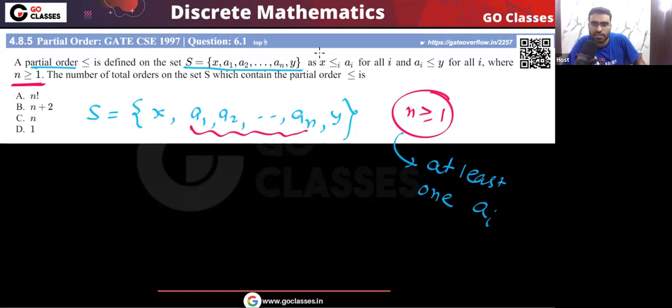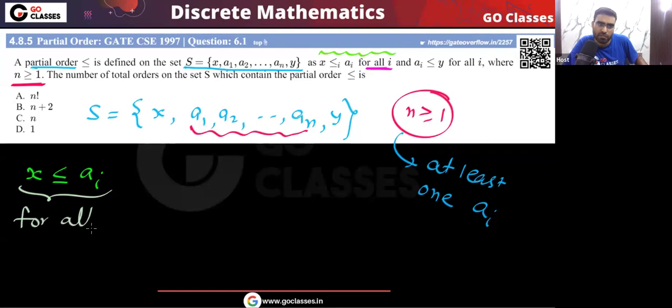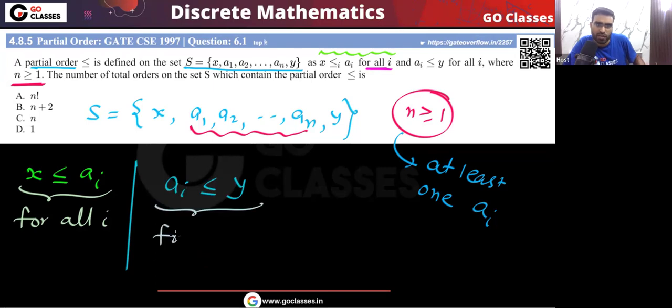Now read this: X is related to Ai for all i. For all i means X is related to all of them, A1, A2, A3, up to An. Also, the question is saying that Ai is related to Y, again for all i.